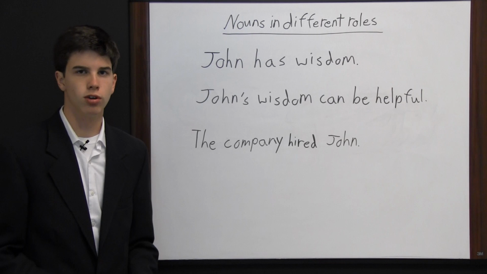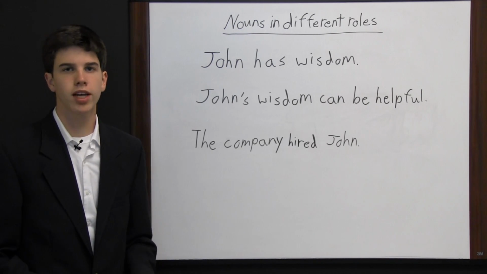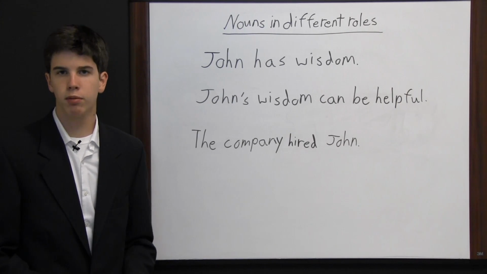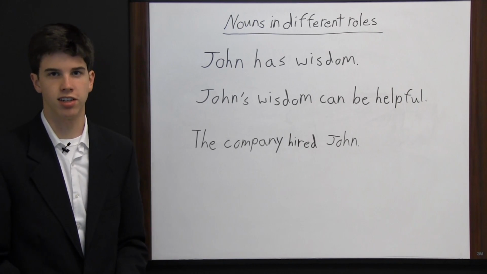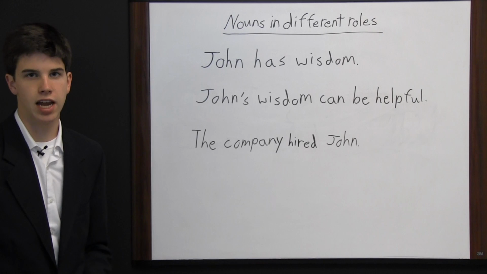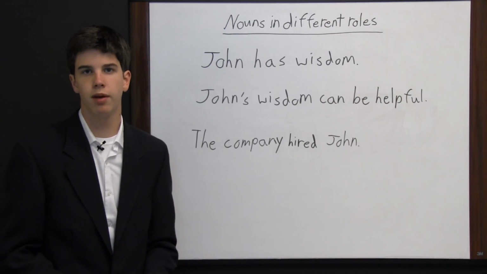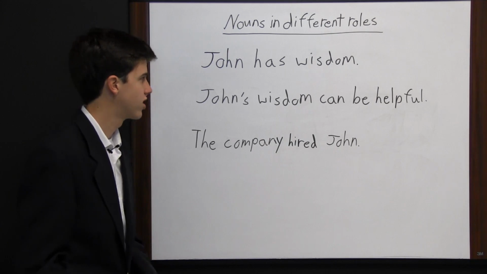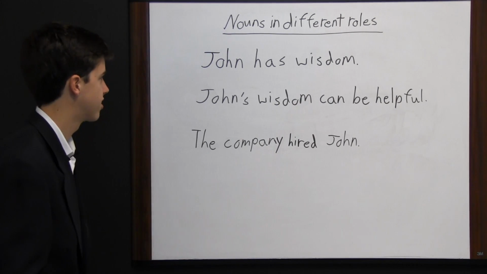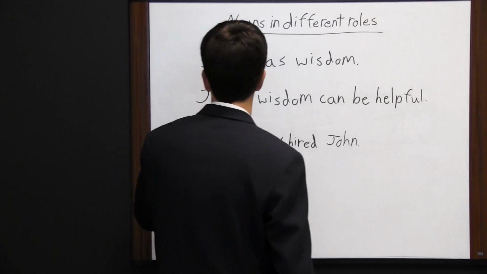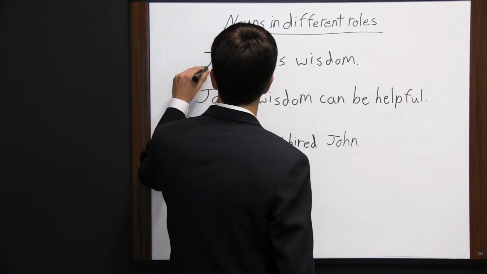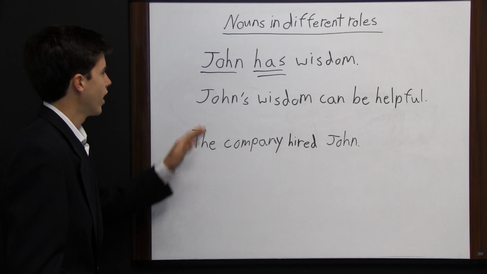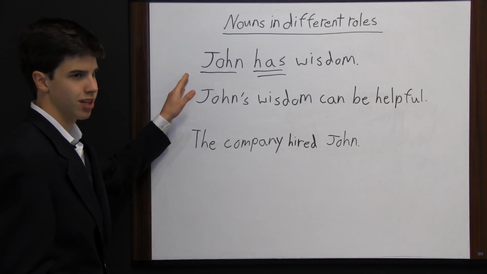Nouns can play different roles in different sentences. They can play the role of the subject of a sentence. They can take a possessive form, or they can play the role of an object in a sentence. So I want to look at those three example sentences written up here on the board. Take a look at this first sentence. John has wisdom. So what's the subject in this sentence? The subject is John. And the verb is has.